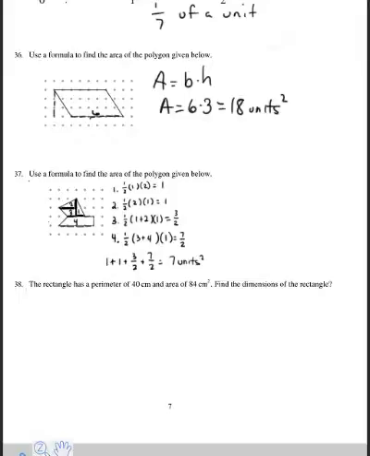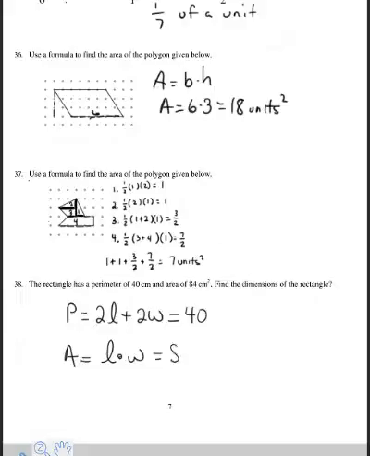Okay, a rectangle has a perimeter, which is 2L plus 2W, when it's equal to 40 centimeters. It has an area which is length times width. That's equal to 84 square centimeters. Find the dimensions of the rectangle. There's two dimensions, length and width.